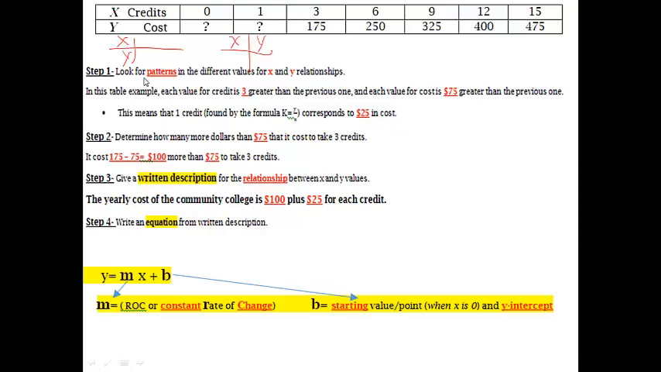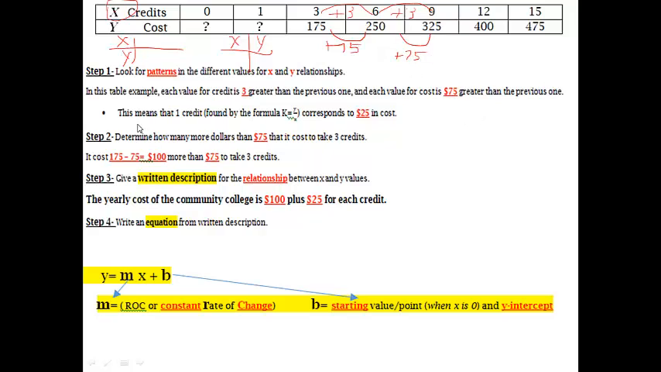So we're going to look for patterns in the different values for x and y relationships. In this table, each value for credits is 3 greater than the previous one. So how do I jump from here to here? How do I jump from here to here? Well, we're adding 3, right? So that is what happens with my x values. And then each value of cost is $75 greater than the previous one.